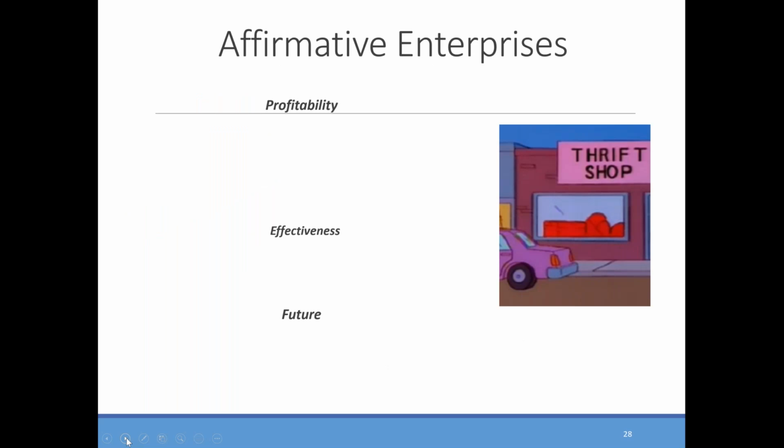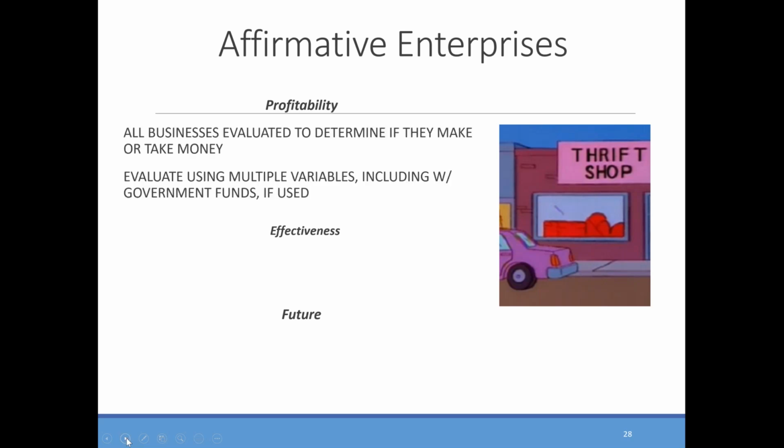If your agency has affirmative enterprises, there are some things to think about with those. I have worked with a number of agencies with affirmative enterprises who did not realize until they did a careful analysis that in fact they were losing money on those enterprises. And that is something I'm sure that nobody wants to do. And there are some things to bear in mind.